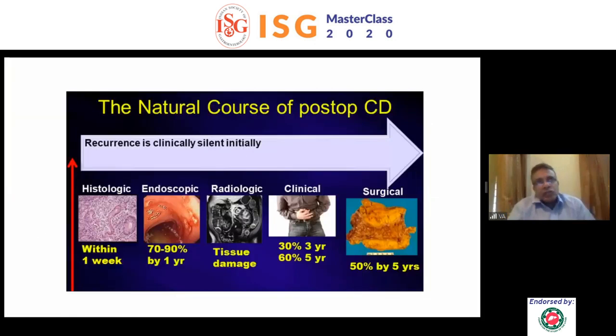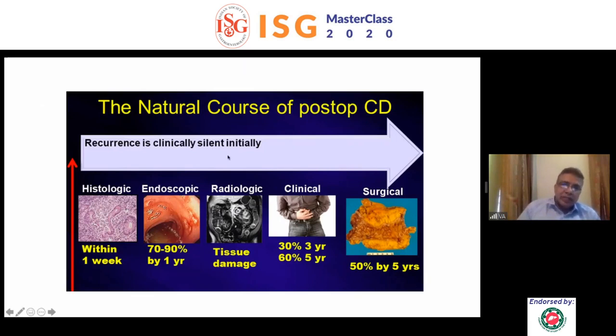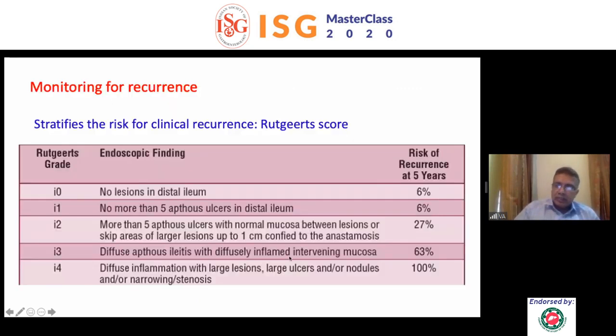But whenever a patient is operated upon, surgery is not curative. Crohn's is going to come back. The recurrence is going to be clinically silent initially. It is going to be histological, endoscopic, radiological, then clinical. And by 3 to 5 years, 30 to 60% of patients are going to have recurrence. So how are you going to manage?